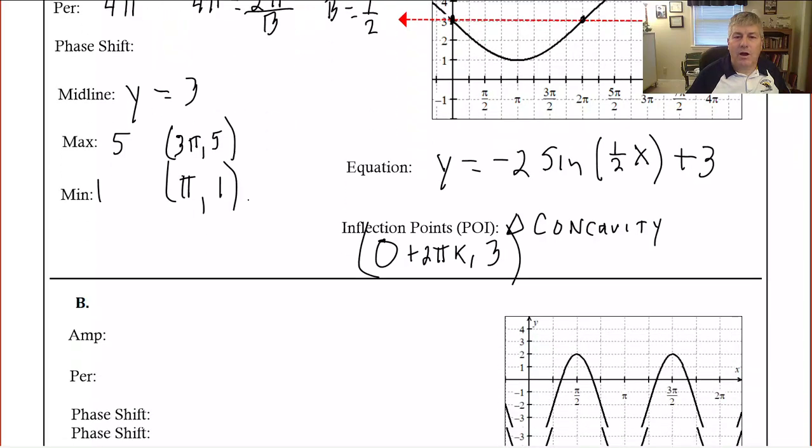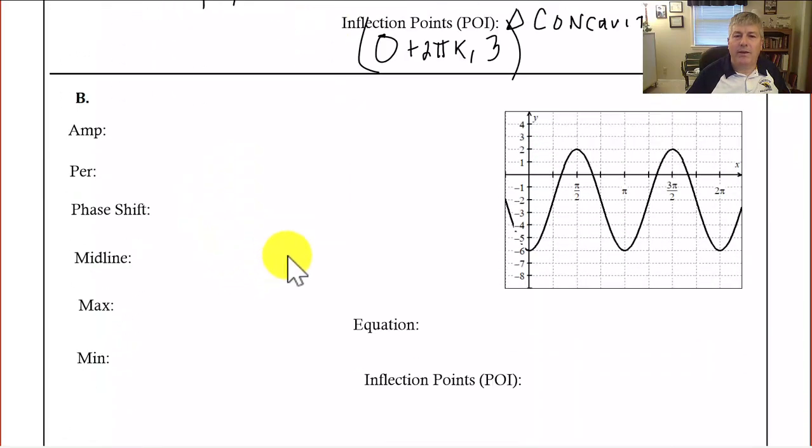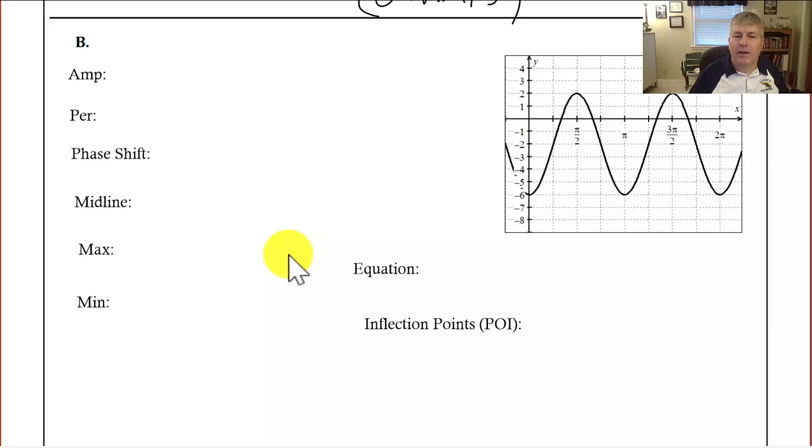Now let's turn our attention to example B, and we'll answer those exact same questions. It looks like we've got a pretty good amplitude here. We're going from negative 6 on the y to 2 on the y, so we've got a total height of 8 units. So 4 must be our amplitude here, and it looks like we would have a midline at negative 2. So I've got my midline at y equals negative 2.